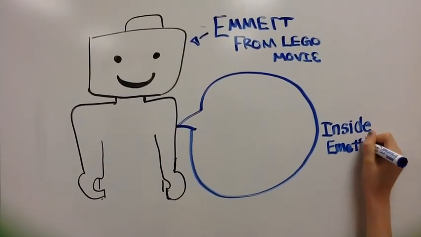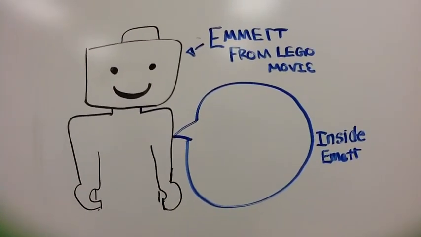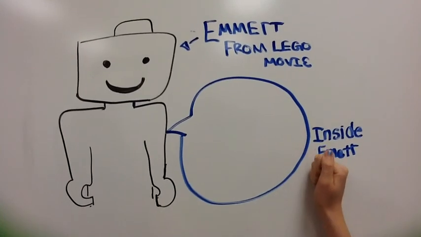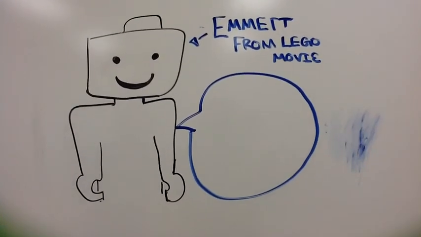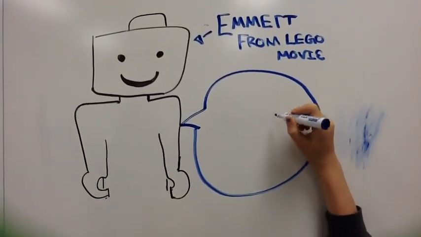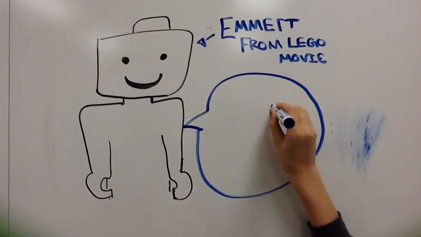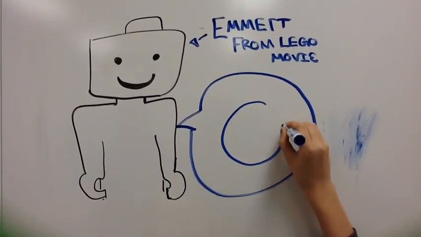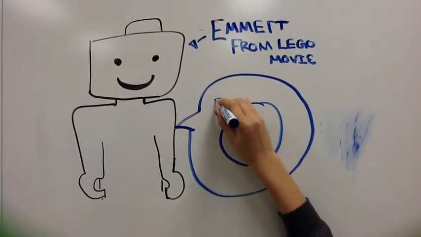This is Emmett from the Lego Movie. He goes through a process called mitosis in order to duplicate his cells. The first step of mitosis is called interphase. It lasts for 90% of the cell cycle.